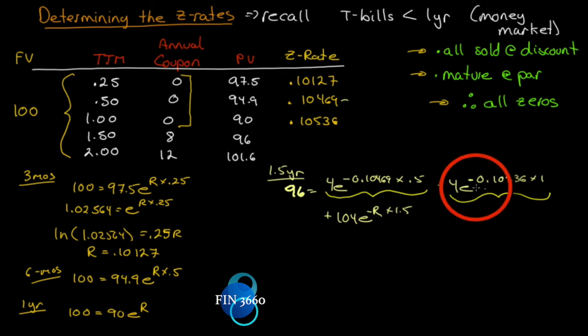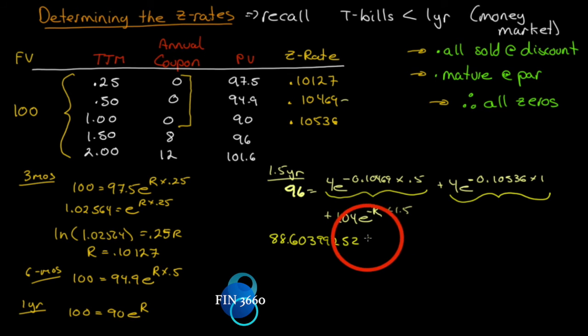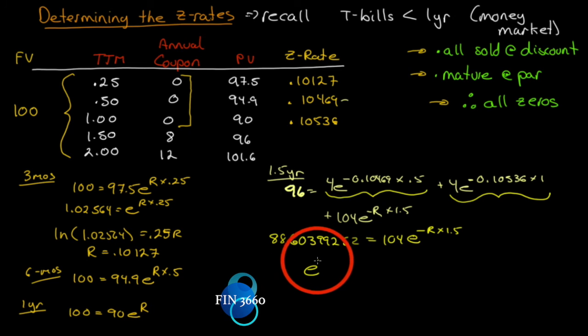So what would we get? When you solve for this and bring it over to the other side, we end up with 88.6039952 equal to 104 e to the negative r times 1.5. Divide both sides by 104 to get rid of this and move the e over to this side, and we'll just put negative 1.5 r because that's what we have here, equals 0.85196.